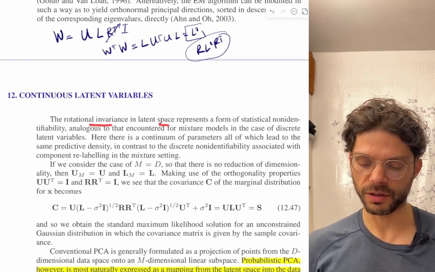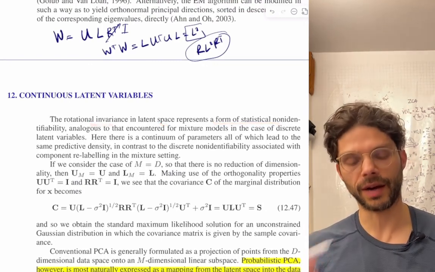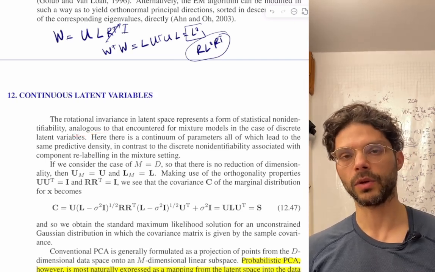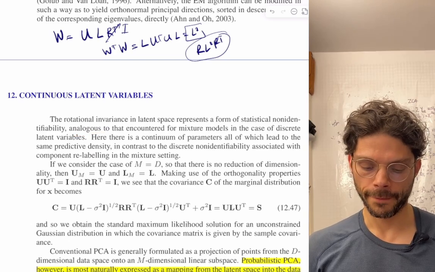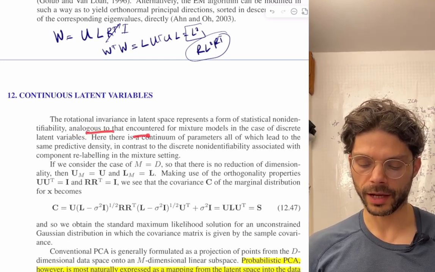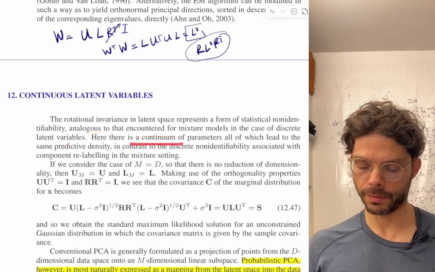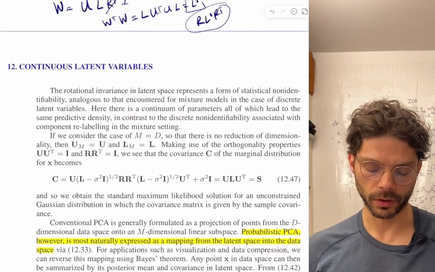Rotational invariance in latent space represents a form of statistical non-identifiability, right? So it says that we can only identify W up to rotation. Analogous to that encountered for mixture models in the case of discrete latent variables. Here, there's a continuum of parameters, etc. Okay.